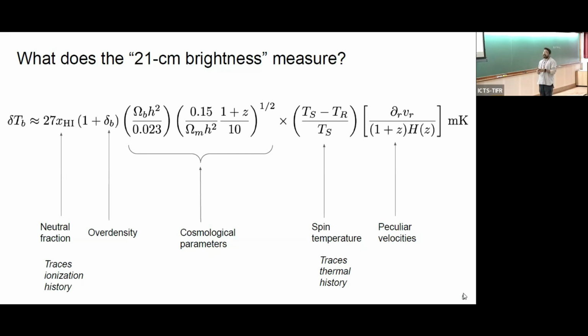Yeah, so spin temperature actually is a ratio of populations of singlet and triplet states of a hydrogen atom. But really, what happens, and this is something I'll come to later, is it does couple with physical temperature. So TS can couple to kinetic temperature, which is the temperature of the gas. It can also couple to the radiation temperature, which eventually would make the signal zero.